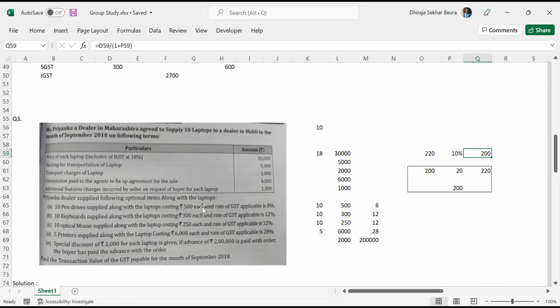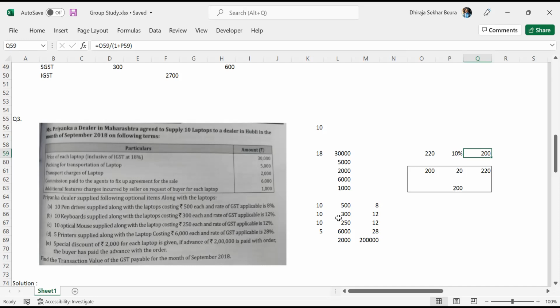Let's quickly come back to the question if nobody has any questions. Okay, perfect. Now Miss Priyanka, a dealer in Maharashtra, agreed to supply 10 laptops. Please mark 10 laptops are there so that we do not make silly mistakes. To a dealer in Hubli in the month of September 2018 on the following terms. The price for each laptop, so there are 10 laptops, inclusive of IGST at the rate of 18%, is 30,000. So if 30,000 is inclusive of 18%, what will be the transaction price? What will be the taxable supply for each laptop?